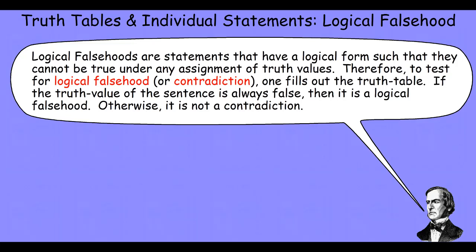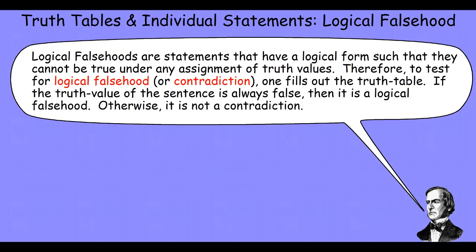Logical falsehoods are statements that have a logical form, an underlying structure, such that they cannot be true under any assignment of truth values to the constitutive simple statements. And so if we want to test for logical falsehood, or sometimes it's called a contradiction, we fill out our truth table, we look under that main connective, the last connective that we look at, and if it's always false, it is a logical falsehood or a contradiction. If there's even one row where it's true, it is not a logical falsehood.